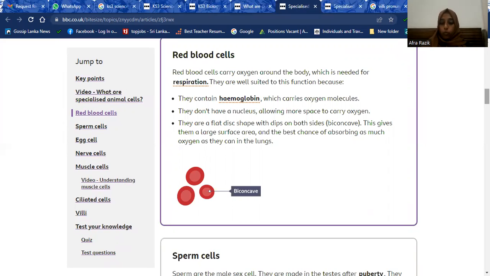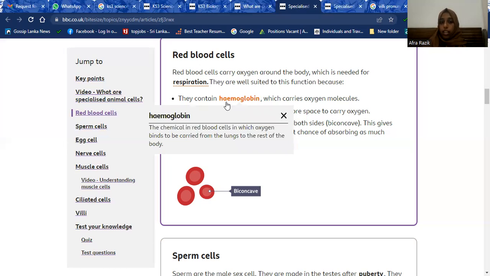So for respiration, for transporting oxygen, red blood cells have a specific function, and they are suited and adapted to do this function. They have certain adaptations in their cell. So how are red blood cells carrying oxygen? Because they have hemoglobin. That's a very important word. If you click that, they'll tell you what hemoglobin means. It's a chemical present in red blood cells, in which oxygen binds to be carried from the lungs to the rest of the body.